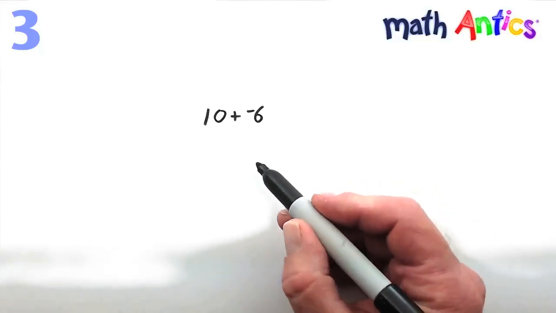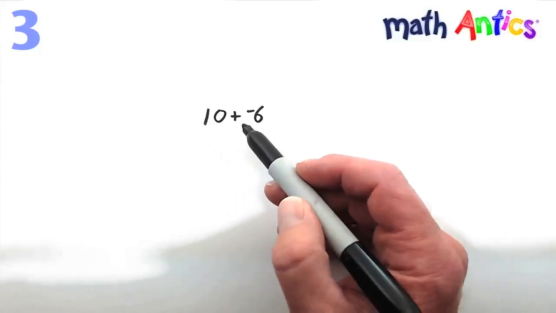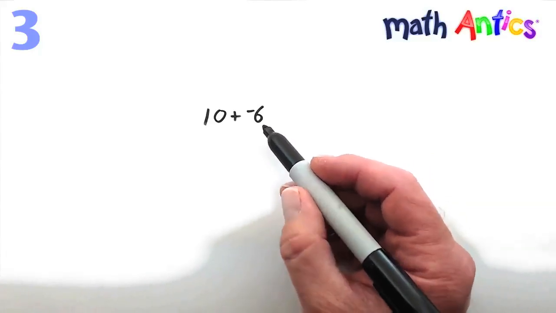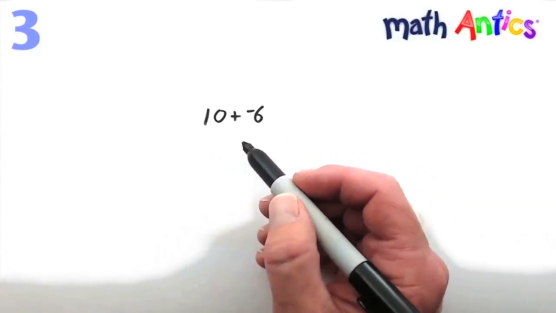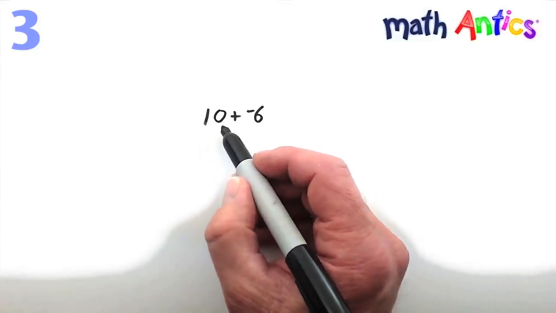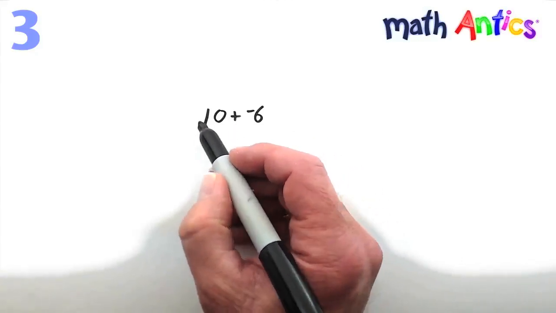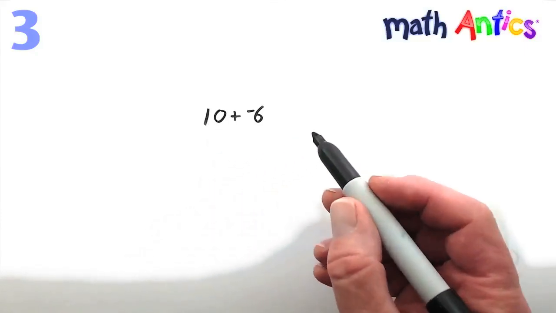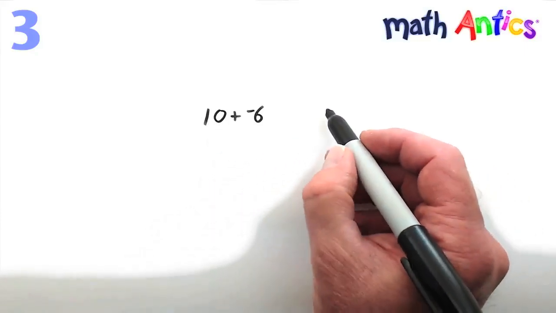Okay, so let's start with this first problem, which is 10 plus -6. Now we're going to use the strategy that we learned in the video where we start by asking, what are we starting with? Are we starting with positive or negative? You can see here that we're starting with positive 10. There's no negative out in front of it, so it's positive 10. So we're going to be starting on the positive side of the number line.